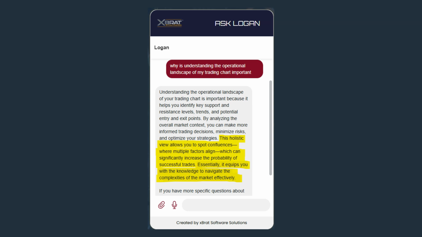So I've highlighted a really important bit there: this holistic view allows you to spot confluences where multiple factors align, which can significantly increase the probability of successful trades. So essentially, it equips you with the knowledge to navigate the complexities of the market effectively. It gives you that view.